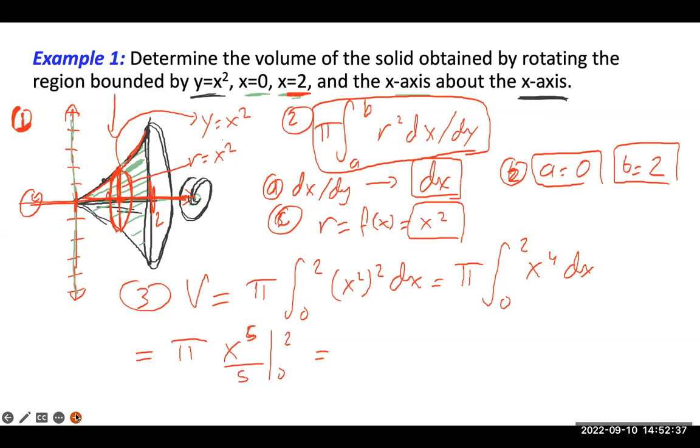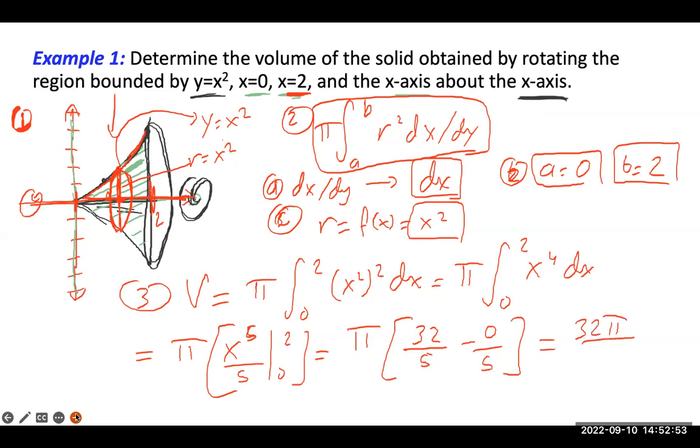Take the integral as we usually do, which gives me, plug it in. We're going to plug in the bounds now. This is going to be equal to x to the 5 over 5, so 32 over 5 minus 0 over 5. And that gives me 32 pi over 5. So in this case, the volume of the solid of revolution that was created by this region is 32 pi over 5, whatever the units are.